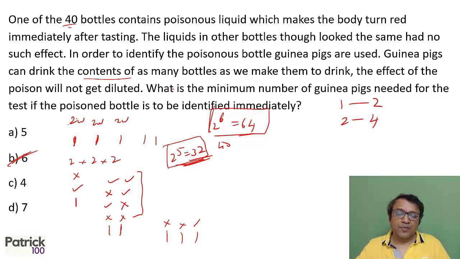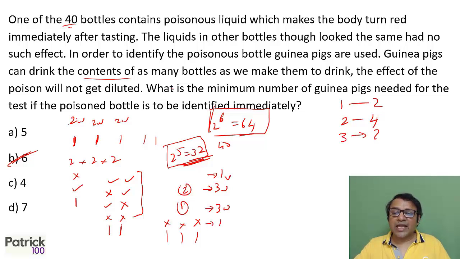Not to give to any one of them. To give one of them, 3 ways. To give 2 of them, again 3 ways, 3C2. And to give all of them, 1 way. So total again 8 ways. So with 3 guinea pigs I can check 8.